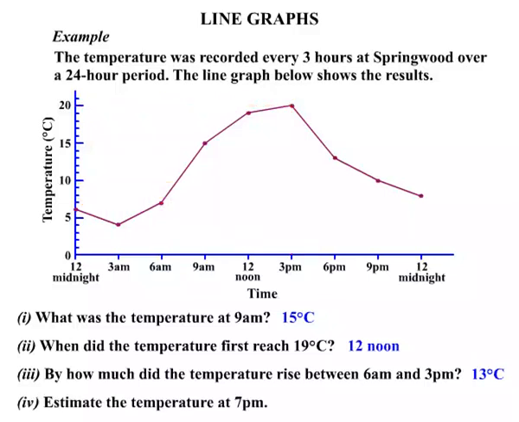Finally, we need to estimate the temperature at 7 PM. Well, we can see from our graph there that 6 PM and 9 PM, those are the times the temperatures were recorded. But we don't know exactly what happened between those times, but to estimate it, 7 PM would be there. So measuring up and across, we can see that 12 degrees Celsius would be a good estimate for that temperature at that time.